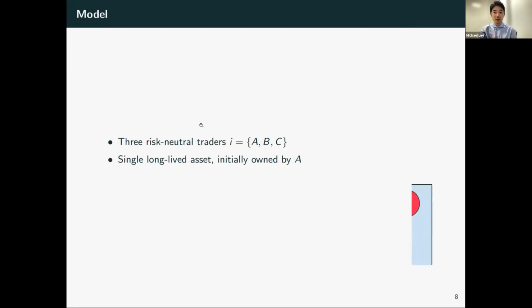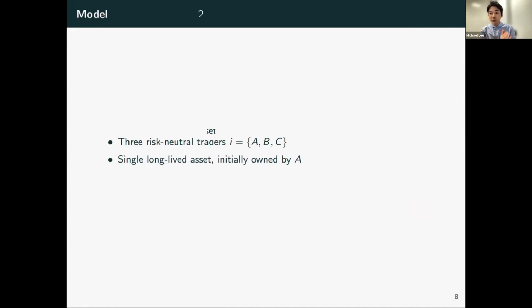Now, the model has 2 stages. The first stage is what we call the trading stage. There are bilateral meetings between traders, and they get to negotiate transactions or transfers of the asset over the time periods of 1, 2, and 3. The settlement stage is the stage where the actual transfers of the asset take place between the traders. If we start with the trading stage, there are 2 meetings that sequentially occur.